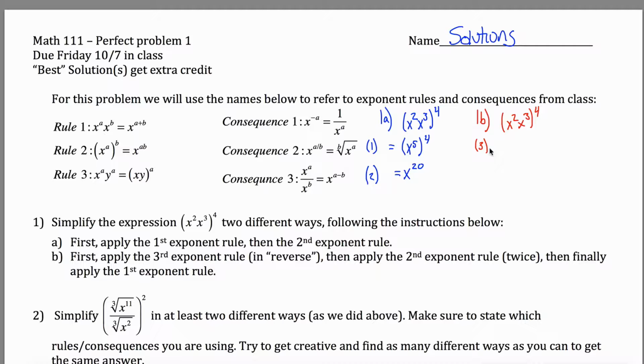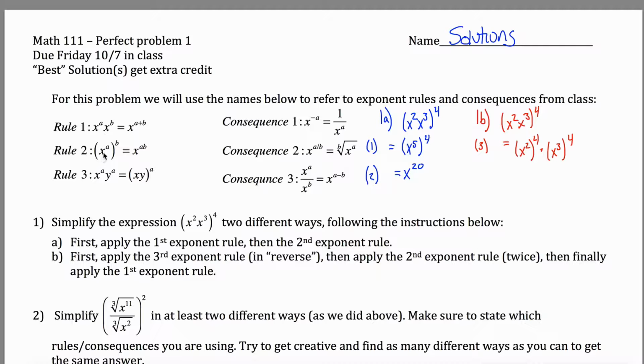So using the third exponent rule, I can say that this is equal to x raised up to the a power. Well, remember my x was x squared. So I have x squared raised up to the a power times y raised up to the a power. Again, remember the y was x cubed. So I have x cubed raised up to the 4th power. So I could apply the third rule to get me from here to here if I wanted to. And then I have some choices, but what I might want to do is apply the second exponent rule twice.